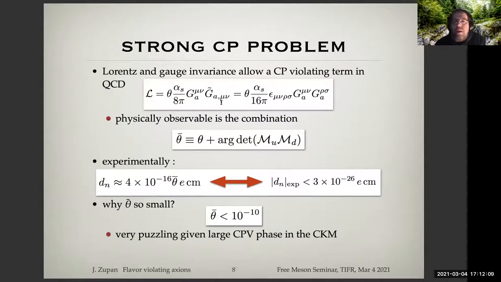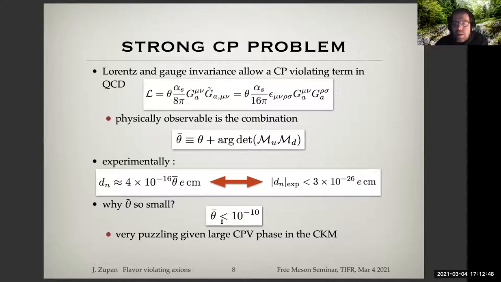A reminder: how do you solve the strong CP problem? If you write down the most general Lagrangian at low energies, there's one renormalizable term, G G-tilde, that has a theta parameter in front, and the physically observable combination is the theta parameter plus the sum of the phases of the mass matrices for the quarks. So this theta bar is experimentally very small, 10 to the minus 10. That's the strong CP problem.